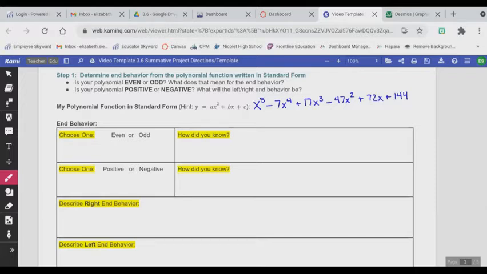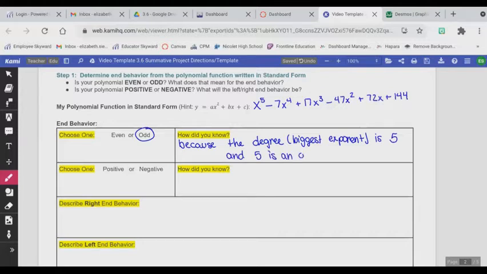So starting with end behavior, looking at my polynomial, it is odd. How do I know this? Because the degree, remember the degree is the biggest exponent, is 5, and 5 is an odd number. So we always go based on our degree. The biggest exponent determines whether it's even or odd.